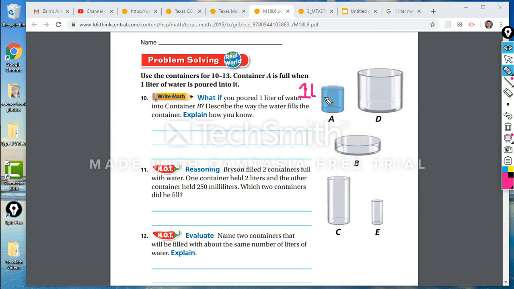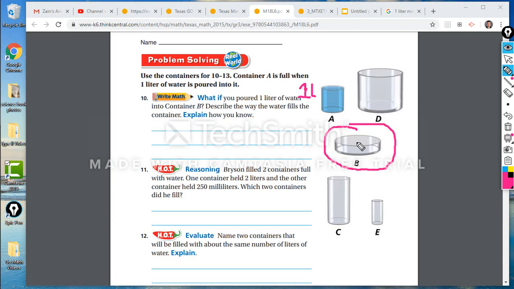1 liter. We're going to use this one. So this was full with 1 liter of liquid. So what's your question? What if you poured 1 liter of water into container B? Describe the way the water fills the container. Explain how you know. Well, explain to me, how will this fill this?